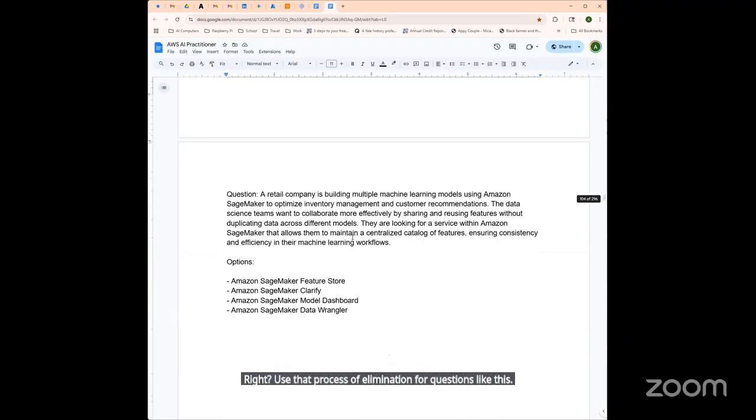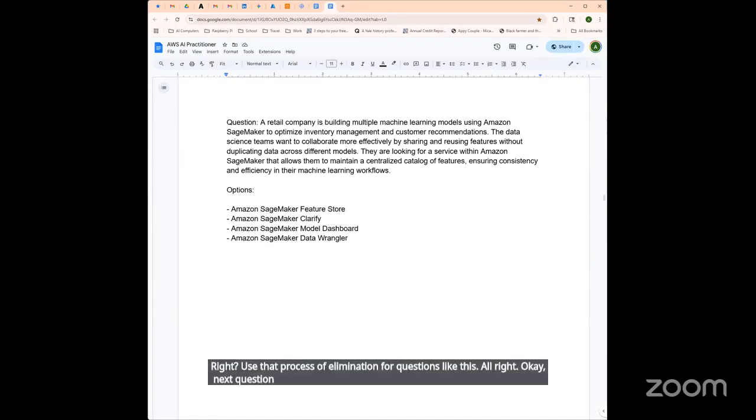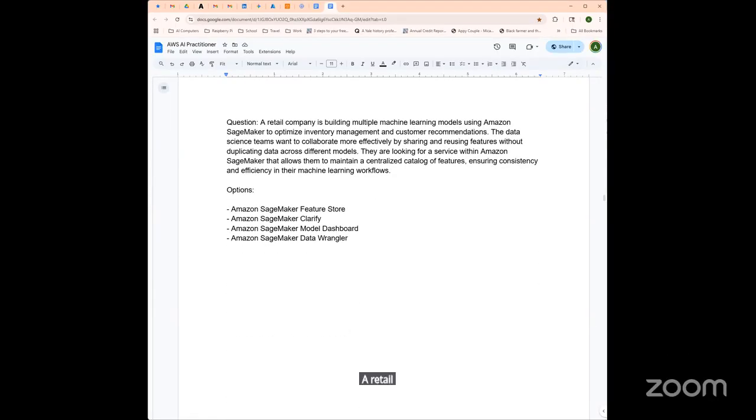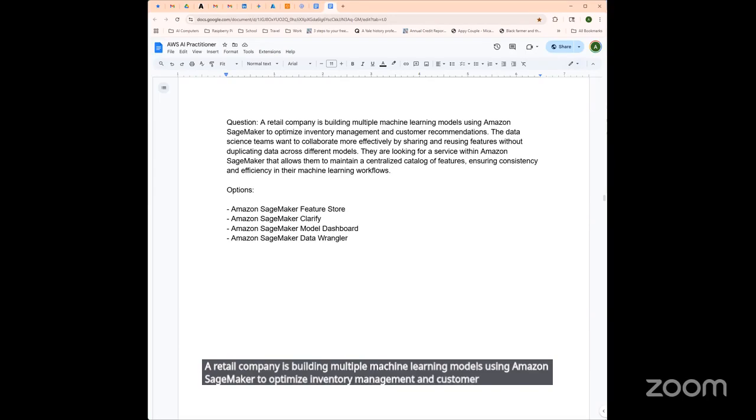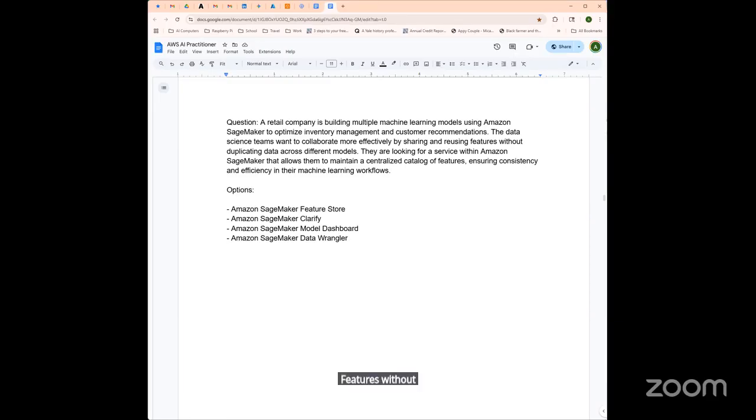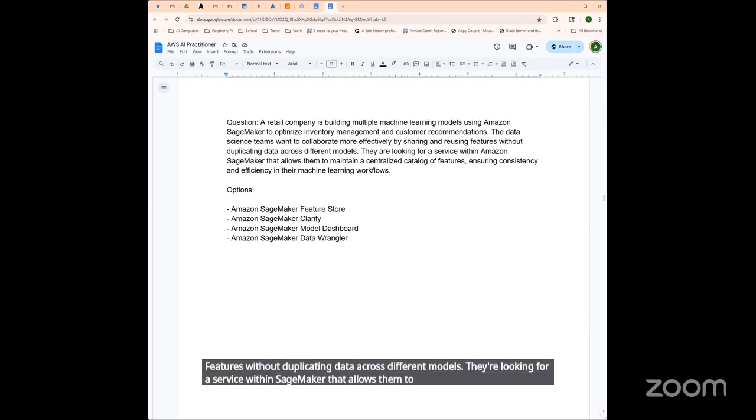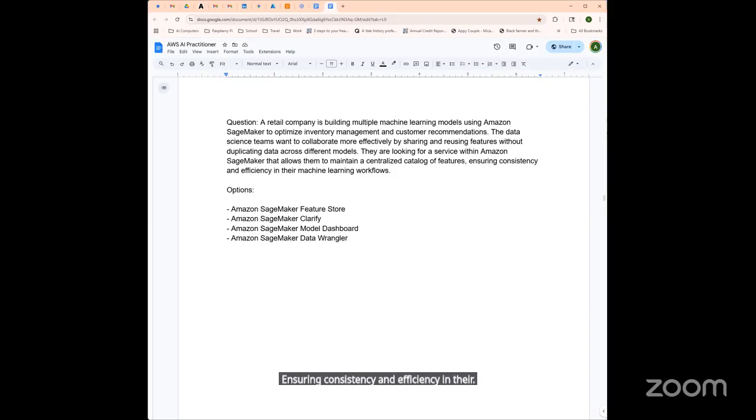Okay, next question. A retail company is building multiple machine learning models using Amazon SageMaker to optimize inventory management and customer recommendations. The data science team wants to collaborate more effectively by sharing and reusing features without duplicating data across different models. They're looking for a service within SageMaker that allows them to maintain a centralized catalog of features, ensuring consistency and efficiency in their machine learning workflows. So that's going to be SageMaker Feature Store.